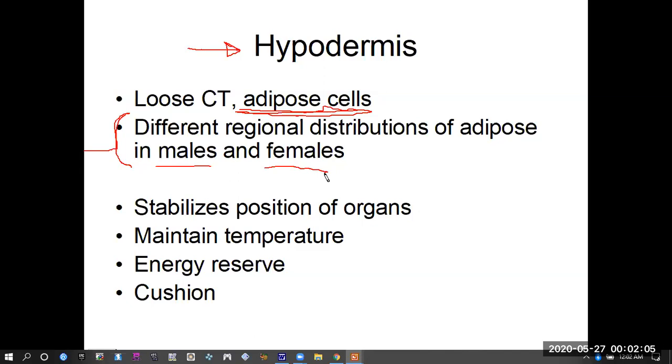And adipose tissue, of course, is a protective cushion. It works as a layer of insulation. Our muscles are giving off heat. The adipose tissue helps us to retain that heat. And of course, storing energy in the form of lipid.